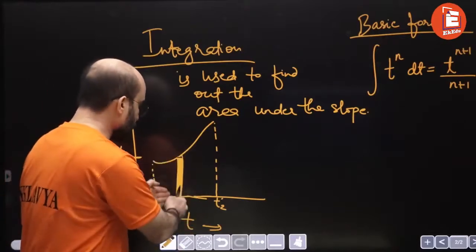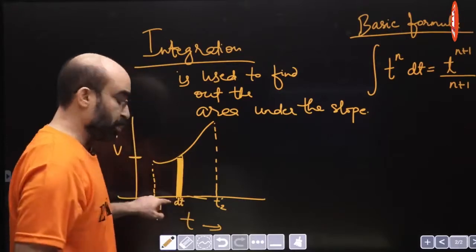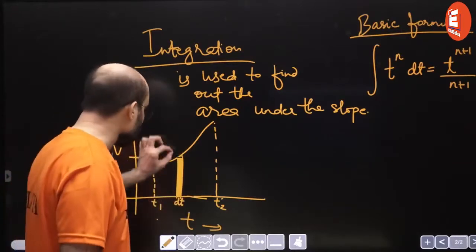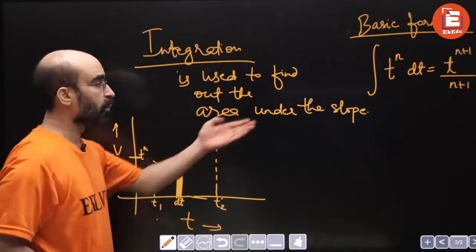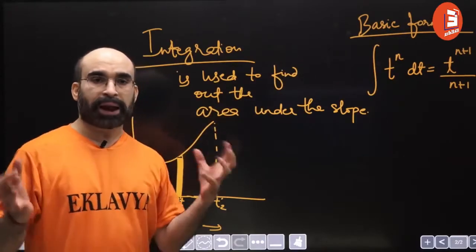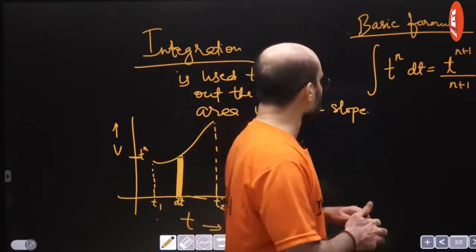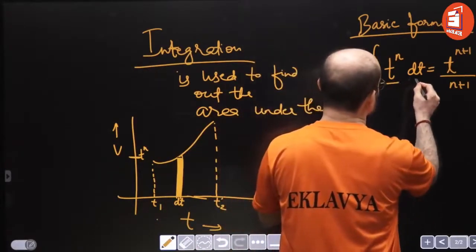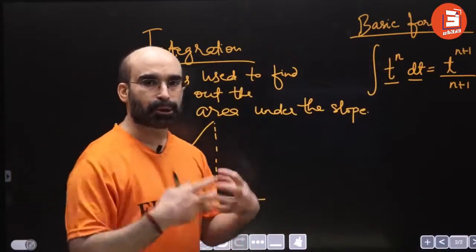The thickness of this strip is dt, the breadth is dt, and the length is v, t raised to power n. Suppose this is t raised to power n, as I have taken here. So area is what? Area of a rectangle is length into breadth. Similarly, what we have done, length into breadth. All such strips we are adding together.